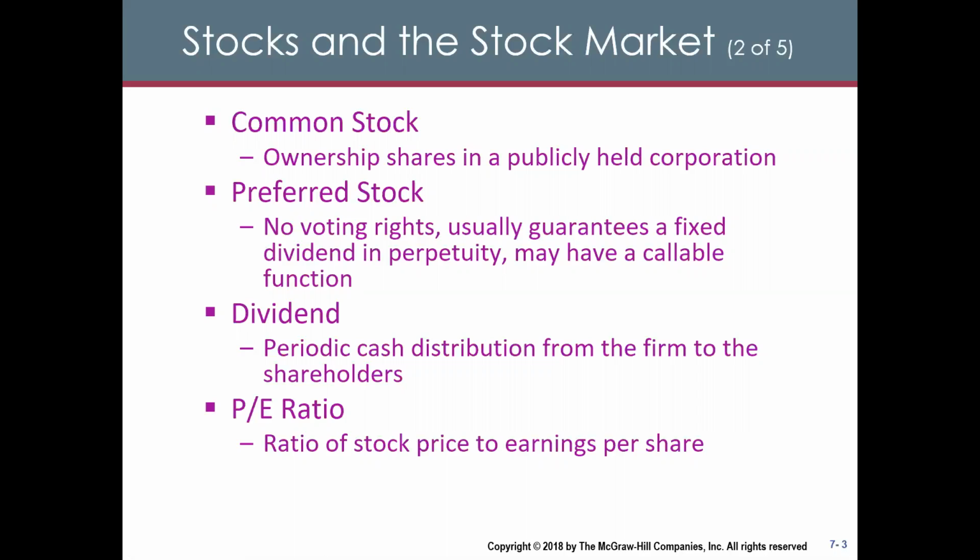So the common stock is the ownership shares in a publicly held corporation. So owning the common stock means you are owning a share of the company. This is different from bonds. For bonds, there is a guaranteed fixed coupon, and you are guaranteed to get the face value at the end of maturity. So you are guaranteed to get some kind of yield or return. But for the stock, there is no guarantee of return. The stock price can go up or go down. Any loss or any gain is not guaranteed.